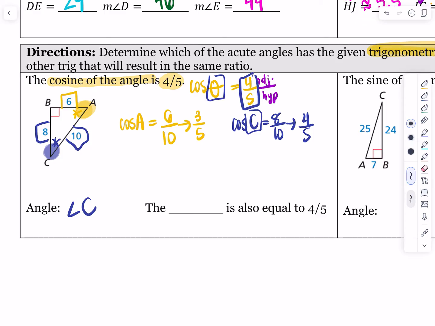I'm going to change this star so it doesn't look the same. I'm going to change that to a heart. So my heart angle was the one that had the cosine of 4/5. My star angle had a cosine of 3/5. So angle C is going to be my answer that has that ratio.